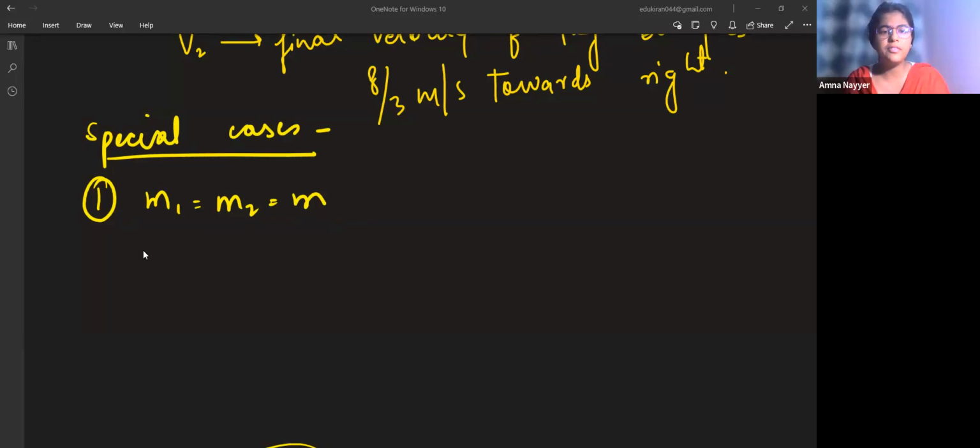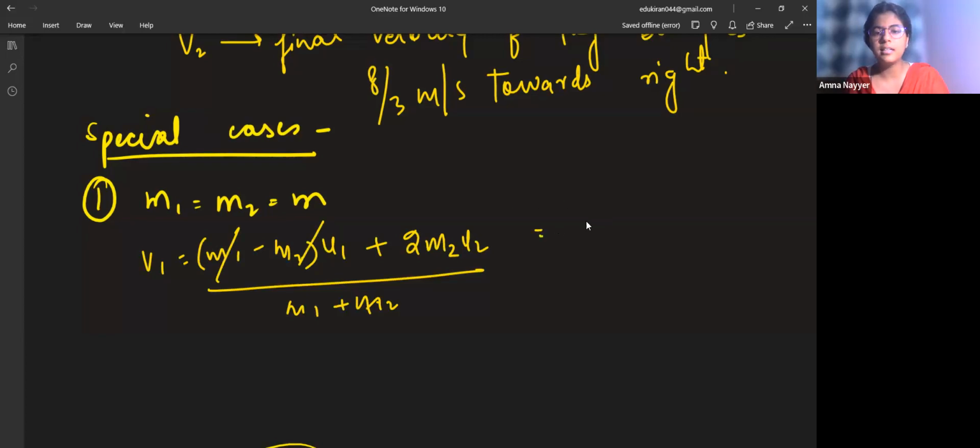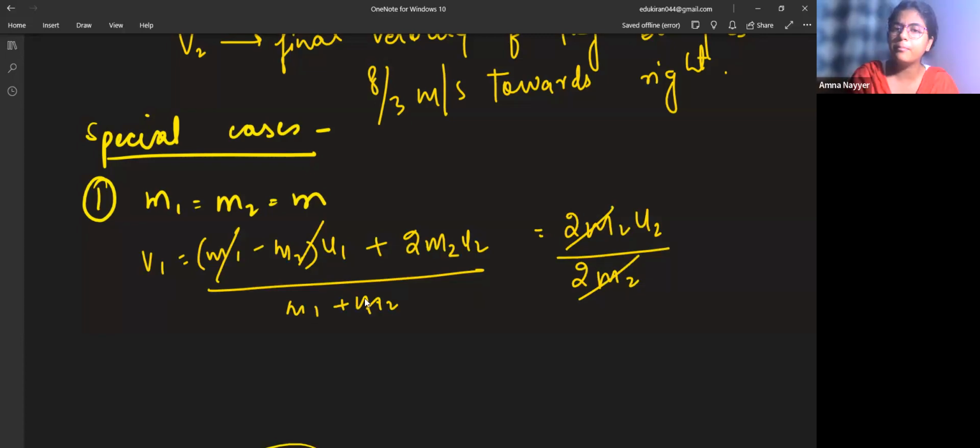Why? See, v1 is equal to ((m1 minus m2) u1 plus 2 m2 u2) divided by m1 plus m2. If both of these are same, this will be cancelled. That becomes 2 m2 u2 divided by 2 m2. So 2 m2, 2 m2 will cancel. Why 2 m2? Because m1 plus m2 can be written as 2m and m is equal to m2. Instead of writing this as m1, m2, just write this as m.